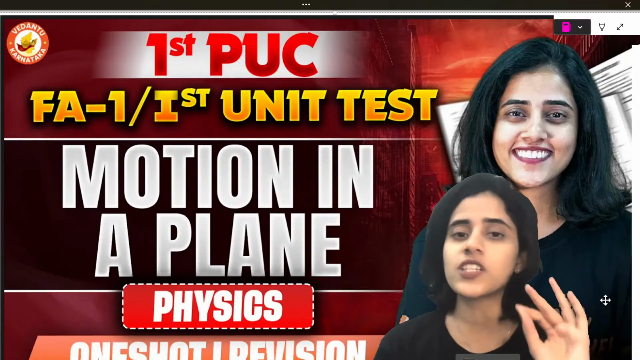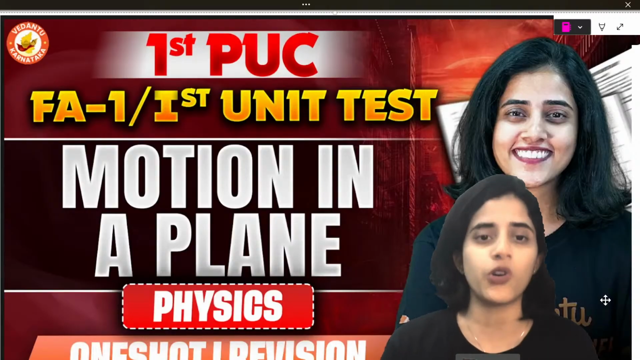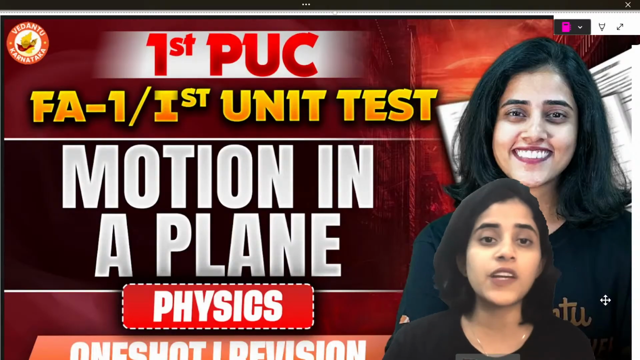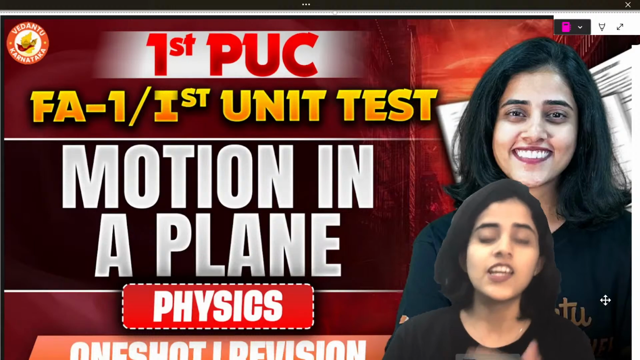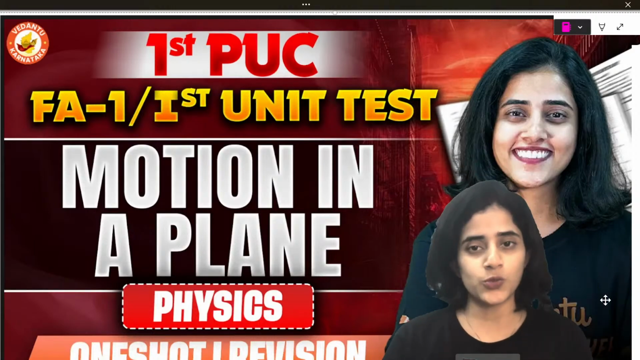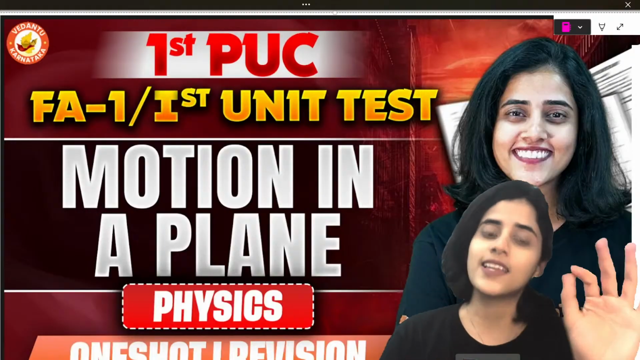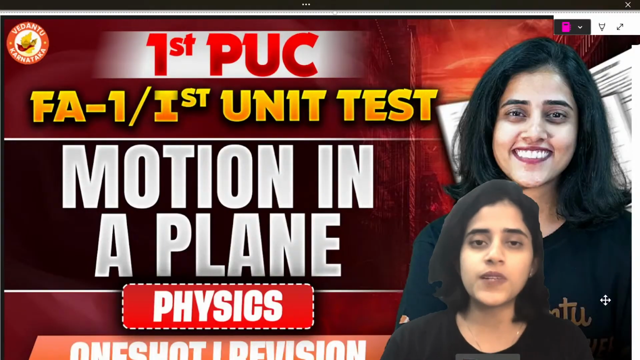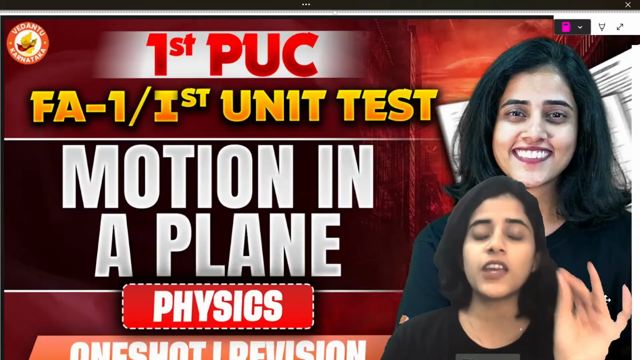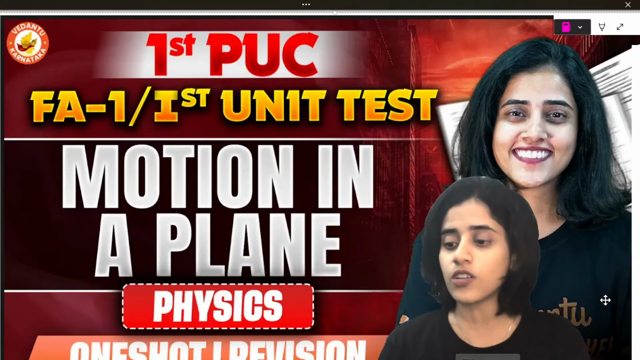So students, motion in a plane is a chapter that's very important. Because in this chapter, you will be learning about vectors, which you need in your second PUC also. So one chapter in first PUC that you cannot ignore is this chapter. So please pay attention. Make sure you understand all the concepts.